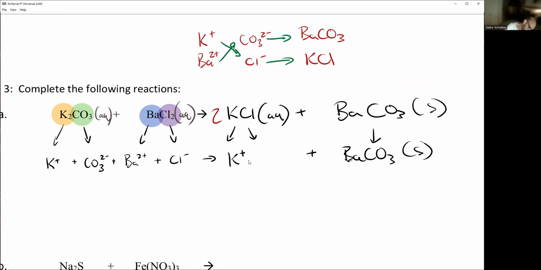So K plus, Cl minus. Again, I don't care that I have 2 potassiums. I'm just going to write out the ions. And the final thing, we're going to eliminate anything that is the same on both sides. Potassium is aqueous here, it's aqueous over here. Potassium goes away. It gets listed as a spectator.